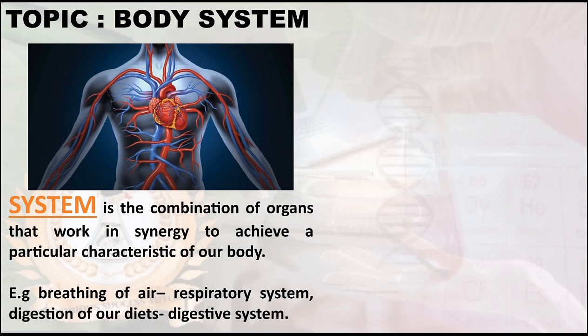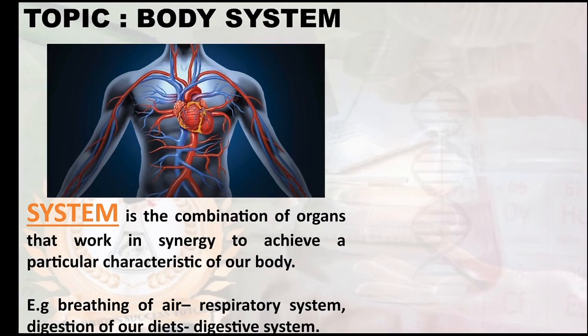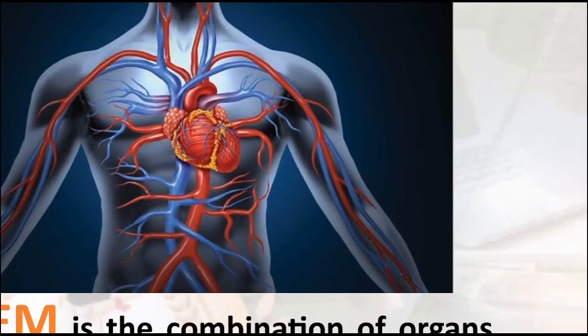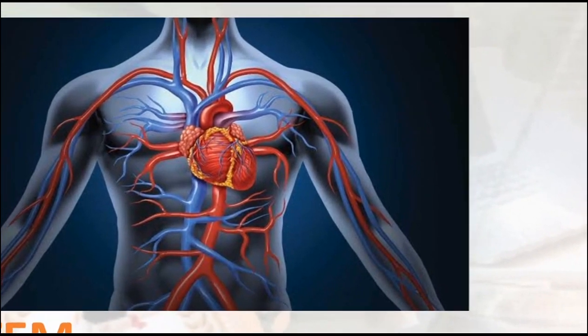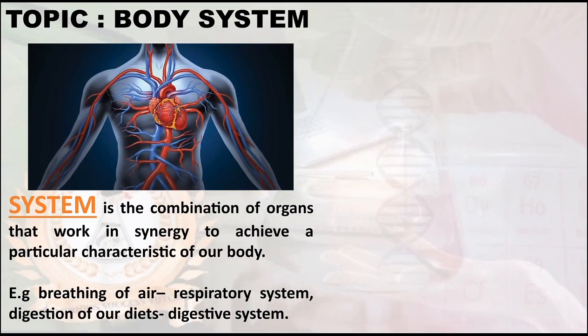So now let's explain this. When we say combination of organs, you can see the heart as one organ. You can see the blue blood vessels and you can see the red blood vessels. This is an illustration of one of the systems of the body. It consists of different organs that are working in synergy. What do you mean by synergy? Synergy means working hand in hand, working jointly together to achieve a common goal.